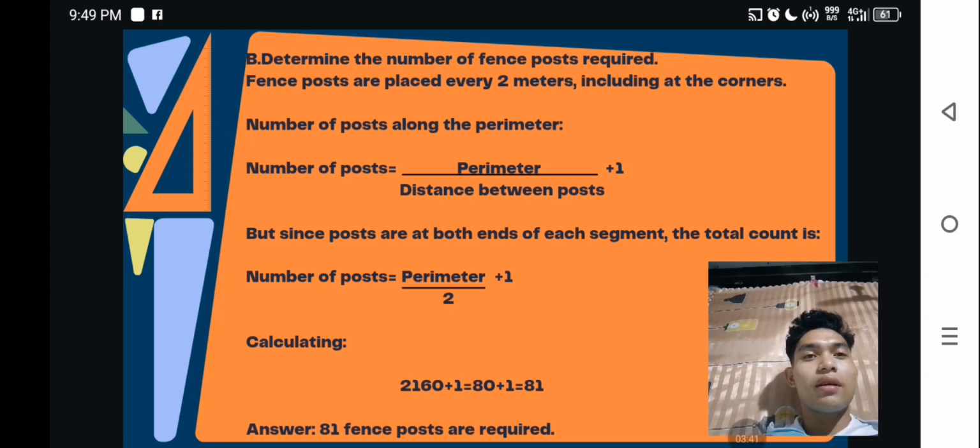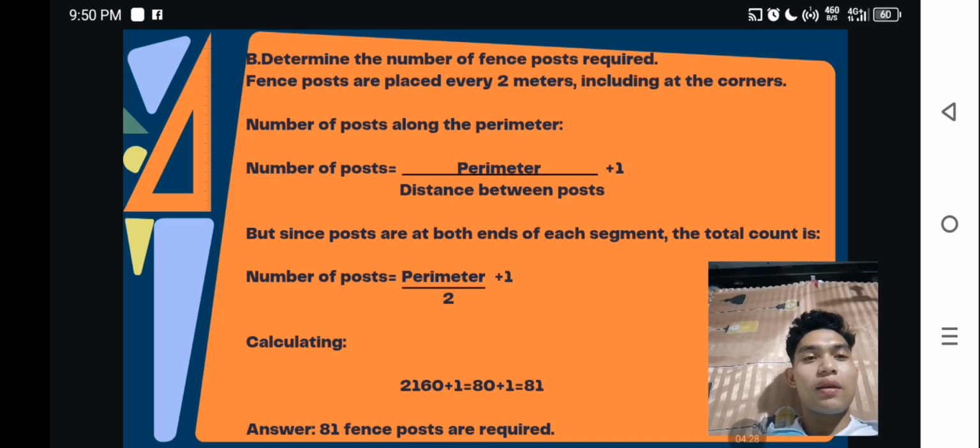Letter B, determine the number of fence posts required. Fence posts are placed every 2 meters, including at the corners. The number of posts along the perimeter equals the perimeter divided by the distance between posts, plus 1. Since posts are at both ends of each segment, the number of posts equals perimeter divided by 2, plus 1. So that's the formula. So we need to calculate that.